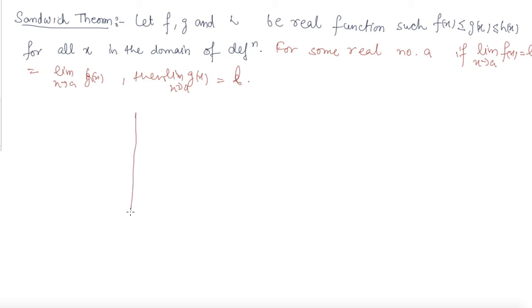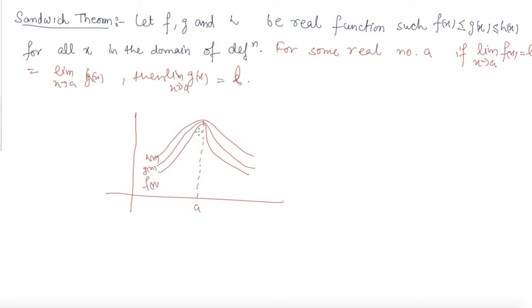Now I can draw this theorem pictorially. This is your h(x), this is g(x), and this is your f(x). As you can see at this point, this is f(x), g(x) and h(x). So at this point, the g(x) function is sandwiched between the two functions f(x) and h(x). Okay, so this theorem is known as the sandwich theorem.